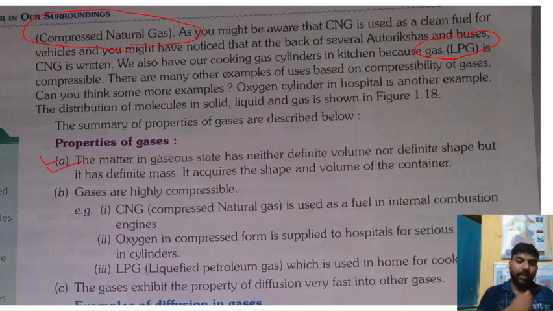Suppose you are using a deodorant or perfume, we get that smell from very far away. What does it mean? The gas molecules are spreading, or you can say they are diffused, and that is why we get the smell. So diffusion is a very important property of gas. The intermolecular force of attraction is very low in gas, whereas the intermolecular gaps, or intermolecular spaces, are very large.